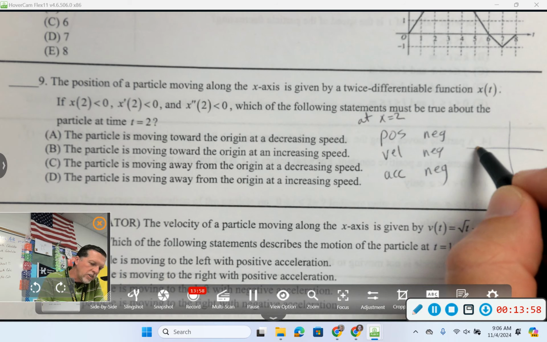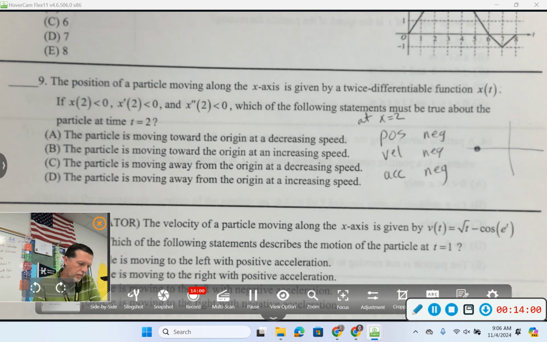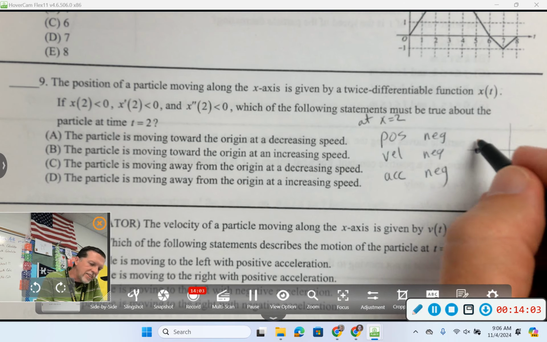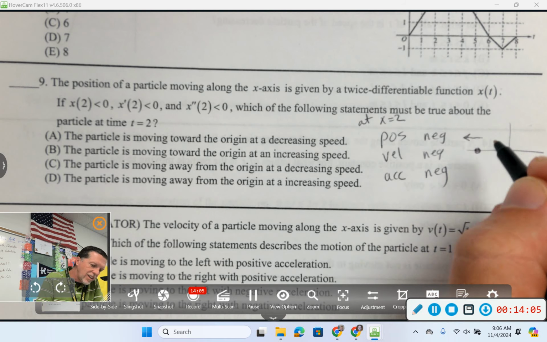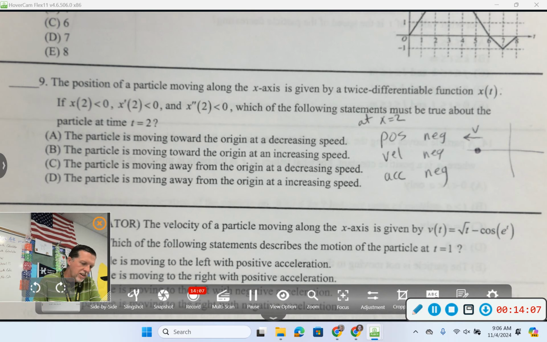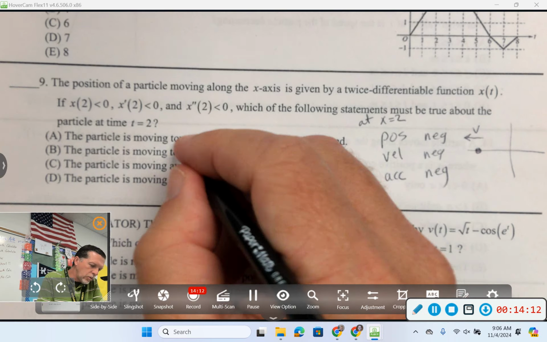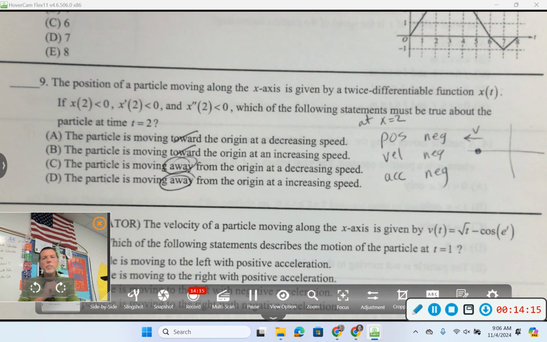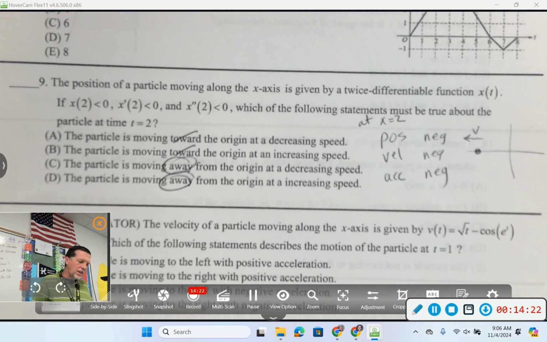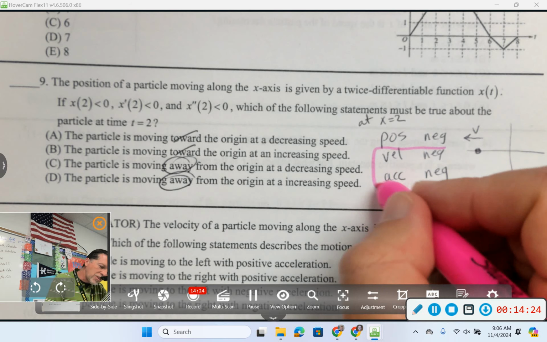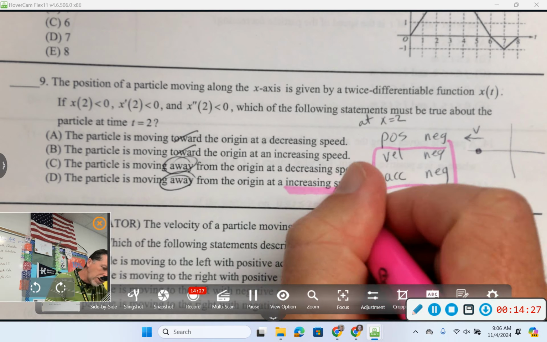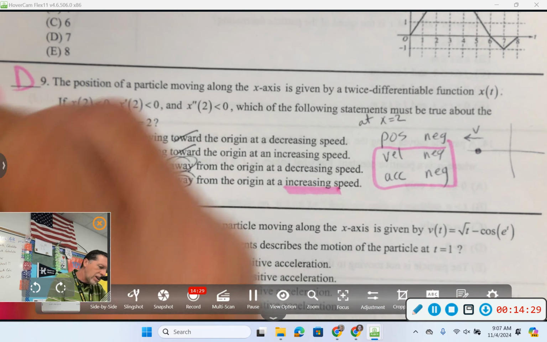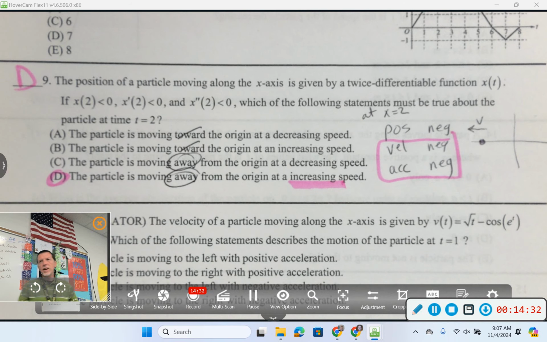So the particle is moving toward the origin? Oh, well, its position is negative over here. Its velocity is negative, so it's moving backwards. So it's moving away from the origin, not toward the origin, because its position is less than 0 and its velocity is less than 0. What about increasing versus decreasing speed? Good, same signs, so increasing speed. Answer D.